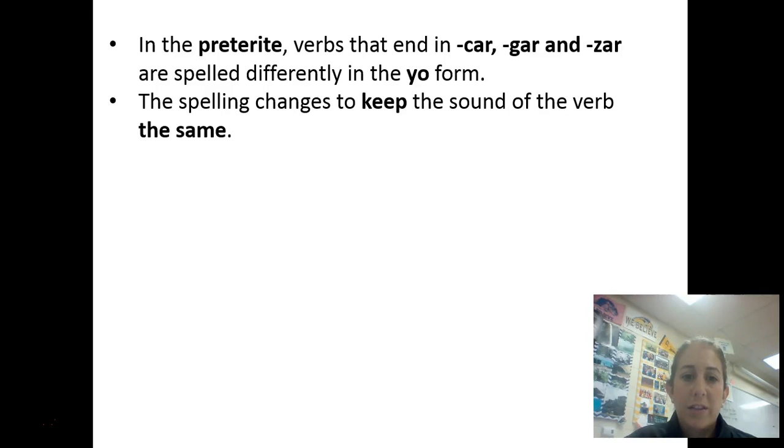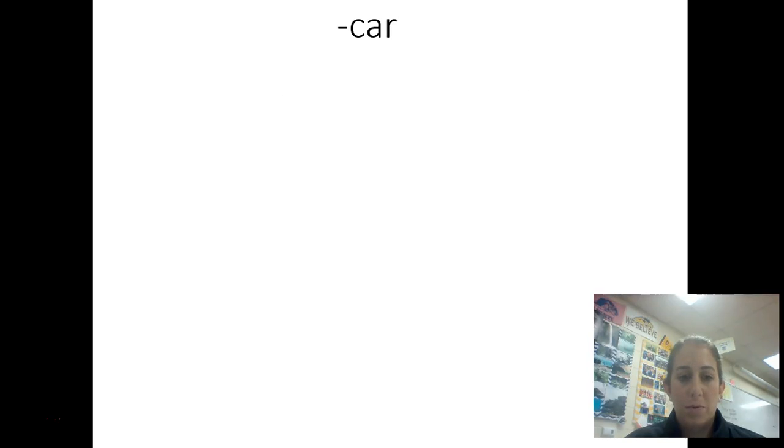In the preterite tense, verbs that end in cargar-zar are spelled differently in the yo form, right? We just talked about these with our commands. So following the same rules, the reason is we have this spelling change to maintain the same sound of the infinitive. So the spelling change is to keep the same sound of the verb.